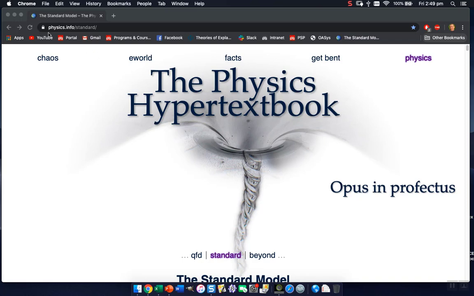If you check the URL on the screen there, physics.info/standard. There's lots of info on this page, way more than I'm going to go through in any detail today. There are also a number of fairly good YouTube videos ranging from about 5 or 7 minutes to about 20 minutes to about an hour talking about the standard model. They are good, but they all take quite different approaches to each other.